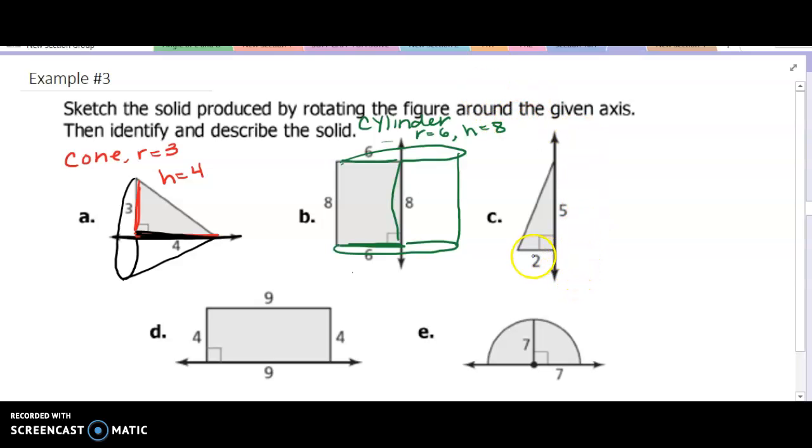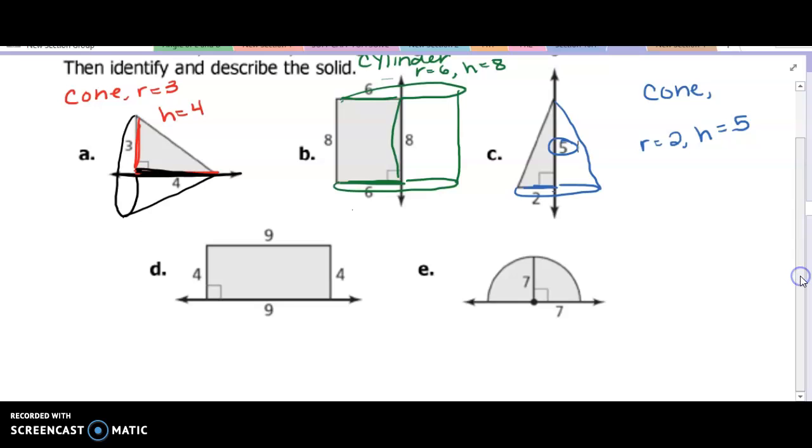Okay, now on C. Here's our axis right here, and we're going to revolve this triangle around. So when we go around, we're going to do this. Okay, so we're going to end up once again with a cone, and the base has a radius of 2, and it's going to have a height of 5. All right, I want you to go ahead and do D and E on your own, and then we'll go over it.